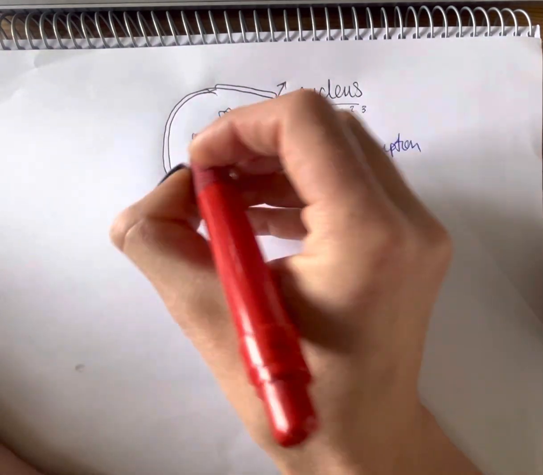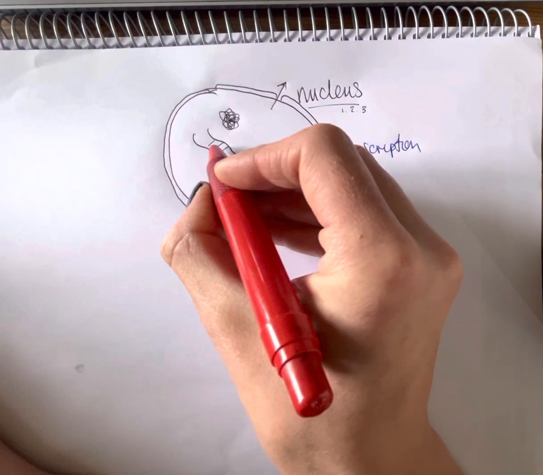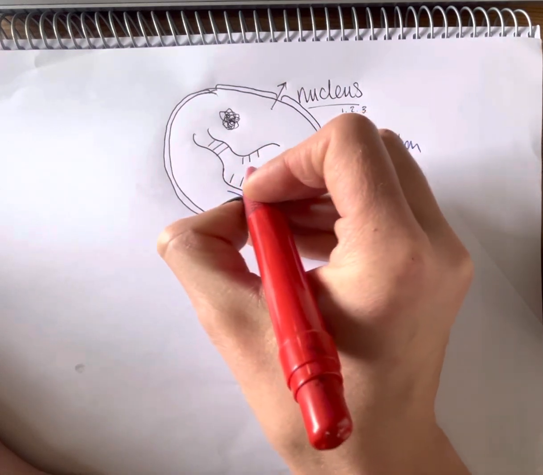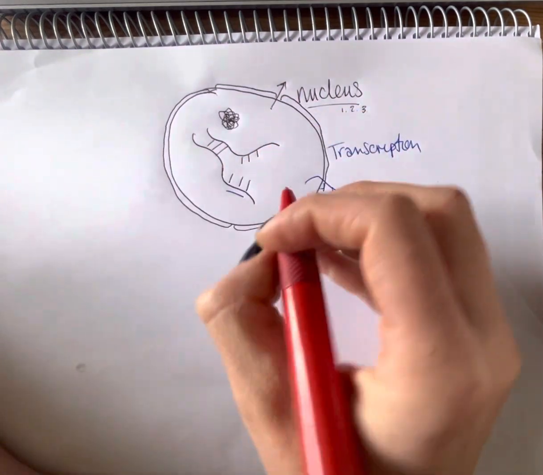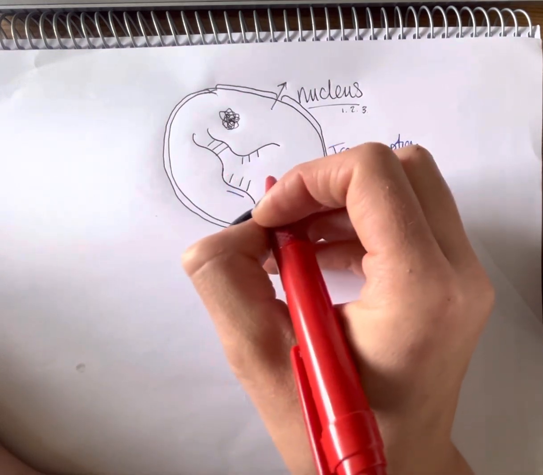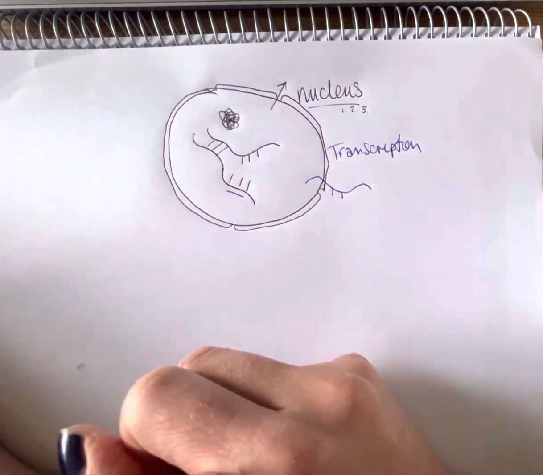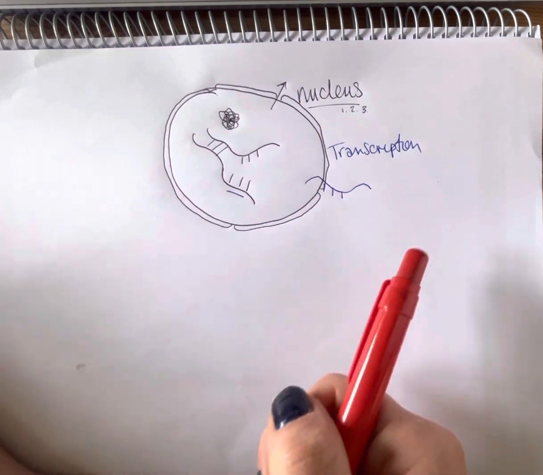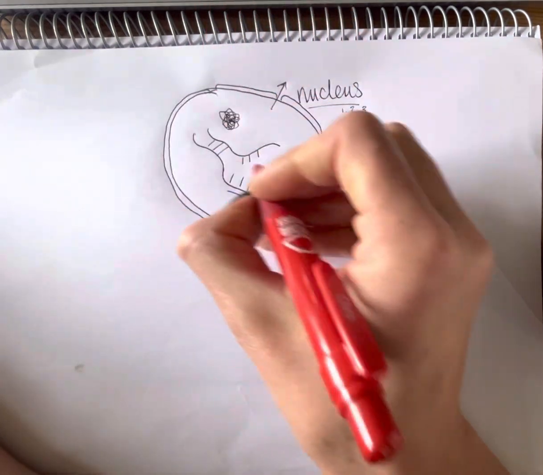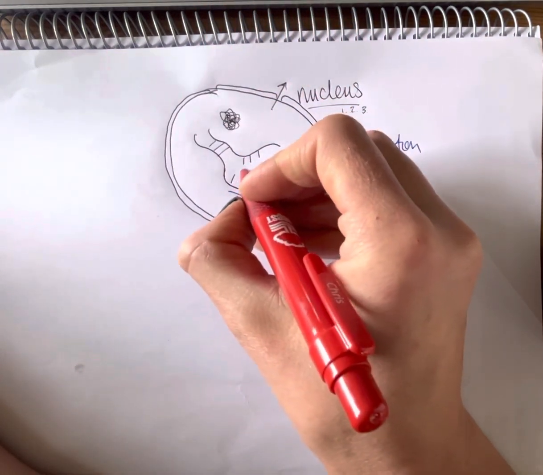Okay, so we've got our DNA here. That has to split, so it separates. When you talk about transcription, you don't actually need to talk really about DNA helicase, the enzyme that does the unzipping. By unzipping, we mean the breaking of these bonds.